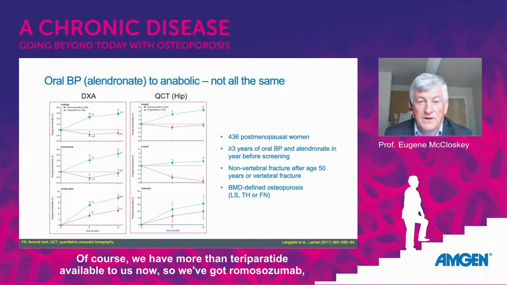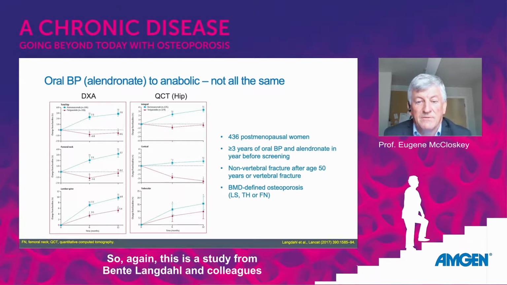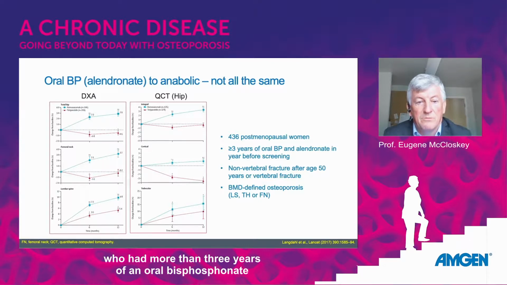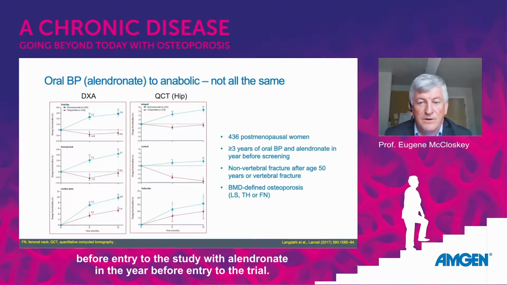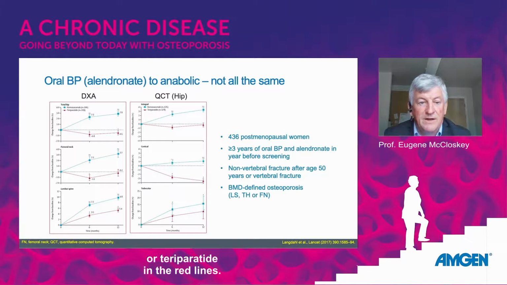Of course, we have more than teriparatide available to us now, so we've got romosozumab, and it's important to remember that not all anabolic therapies are the same. So again, this is a study from Bente Langdahl and colleagues, and over 400 postmenopausal women who had more than 3 years of an oral bisphosphonate before entry to the study, with alendronate in the year before entry to the trial. And they were then randomized to receive romosozumab in the blue lines or teriparatide in the red lines.